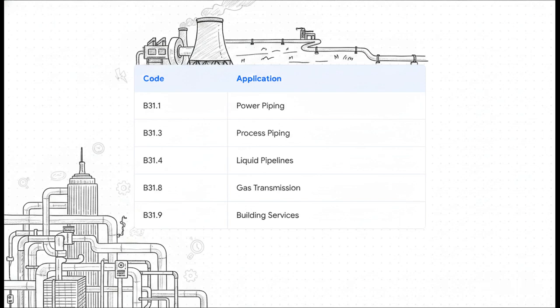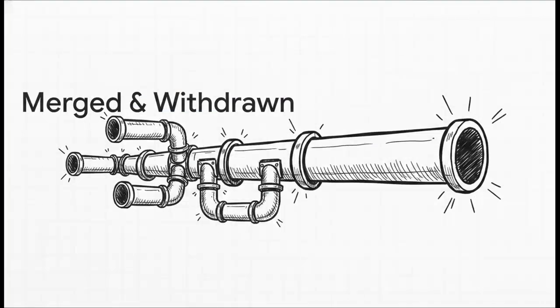Then there's B31.4 for transporting crude oil and liquids across vast distances, B31.8 for gas transmission, and B31.9 for the complex building services piping hidden inside high-rises and commercial buildings. But this system isn't just static. It's a living, breathing set of rules that constantly adapts to reality. Over the years, ASME realized some of their codes were just redundant. For instance, B31.6 for chemical plants and B31.10 for cryogenic piping, they were never even officially published as separate standalone documents.